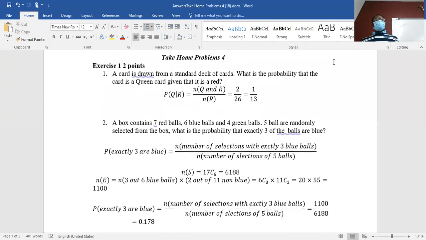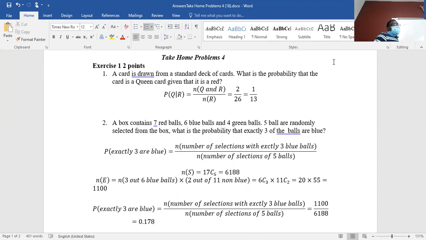So first, we want to know the number of ways to select 5 balls in general. And we will count the number of balls that are in the box. How many balls are in the box? 17. We want to know in how many ways in general we can take 5 out of those 17 balls. So we will do 17 combination 5.